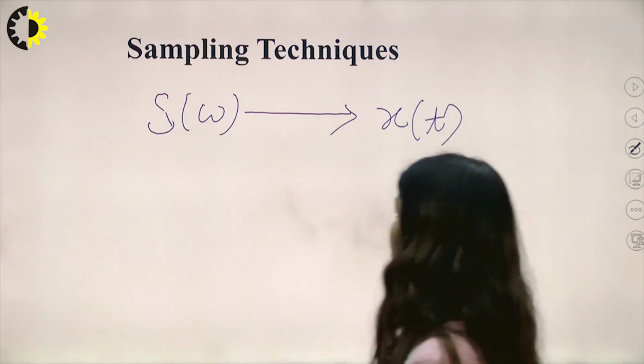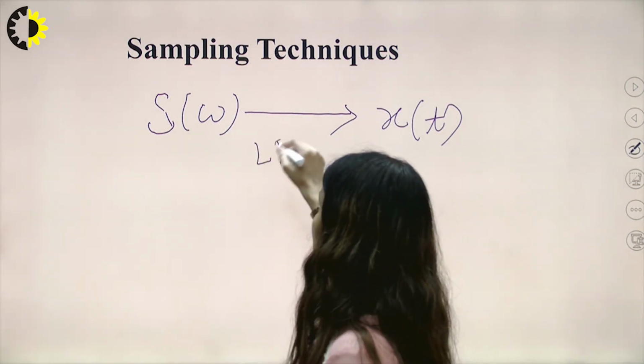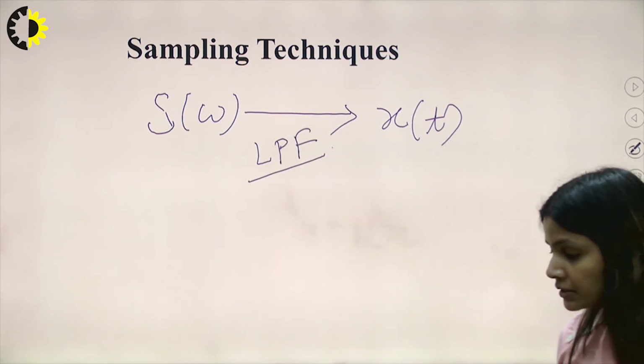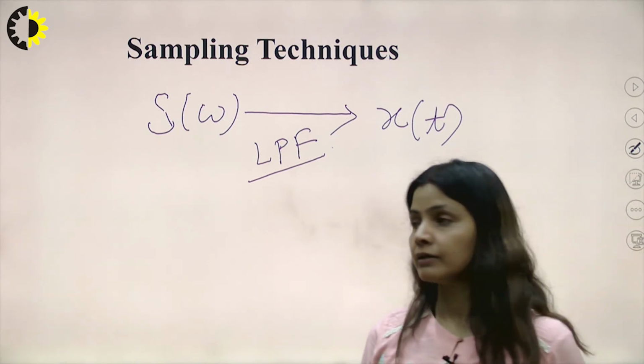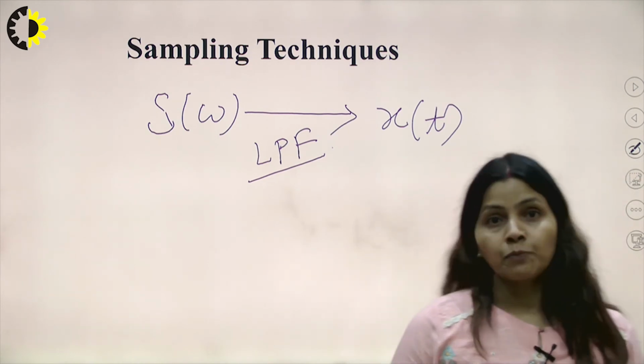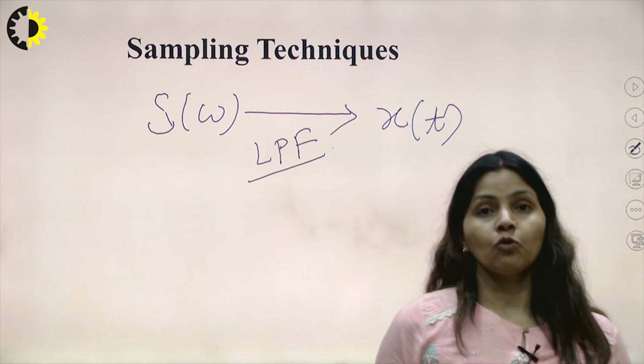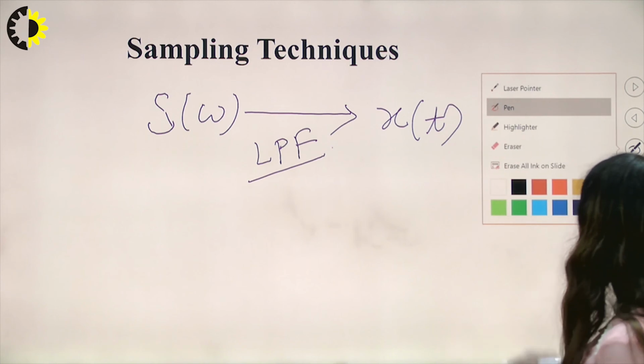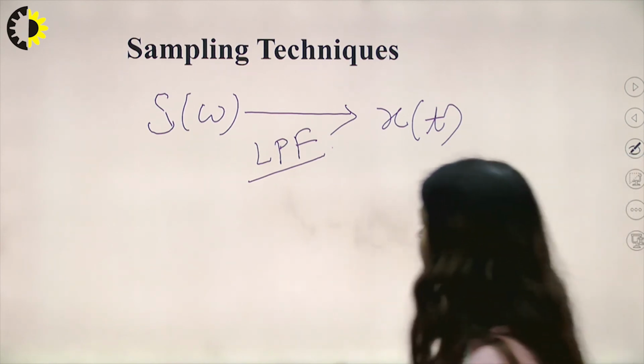So what should I do? I will pass it through an LPF, that is, a low pass filter. The next point is what should be the frequency of that low pass filter, and why a low pass filter. Just understand this point: why a low pass filter.